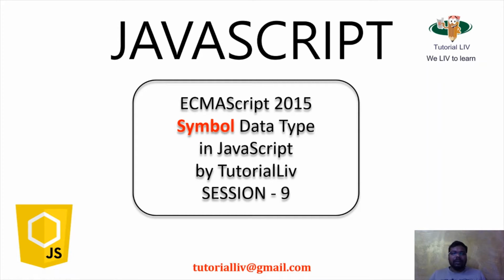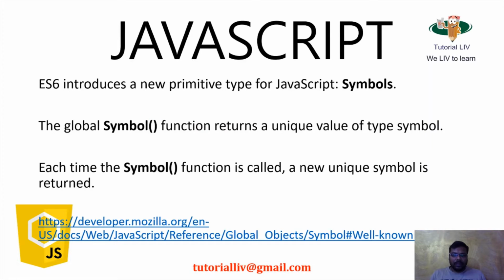In today's session we will discuss the remaining primitive data type as per the ECMAScript standard, introduced in ES6. The data type name is symbol data type. As I told you, this has been newly introduced in ES6 only. It is also a primitive data type like boolean, number, string, null and undefined. This particular data type, symbol, returns a unique type of symbol.